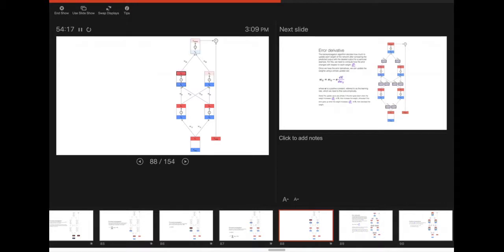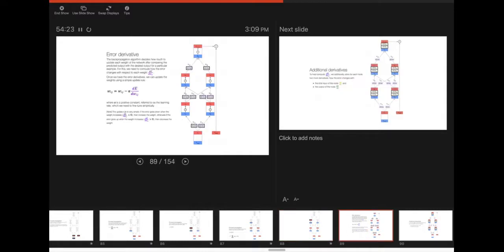And if you know the output, which is f of X6, and you know the ground truth or the target, you can compute the error, which is simply some least square function of the output minus the target.